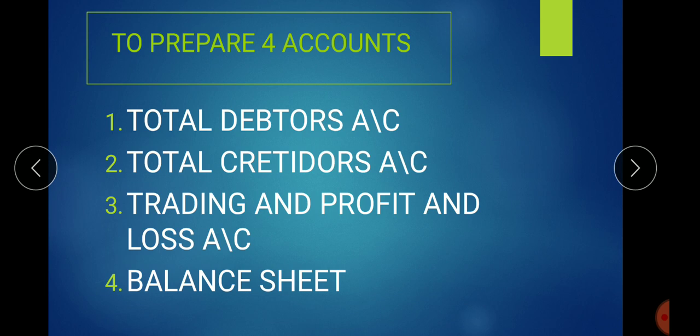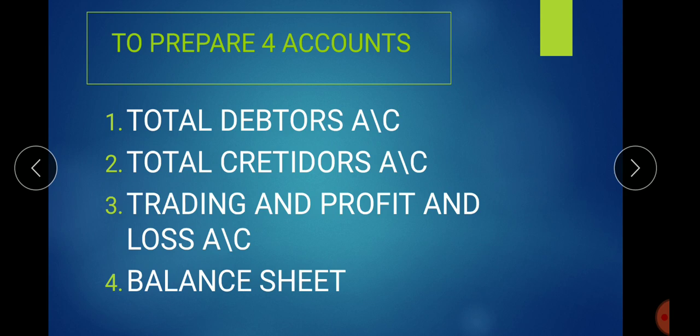And third one, the trading and profit and loss account. What is trading? Trading means buying and selling. All the direct expenses will appear in the trading account. The net result will be shown on the debit side of the trading account, meaning gross profit, and the net result will be shown on the credit side of the trading account, meaning gross loss. Immediately gross profit or gross loss is transferred to the profit and loss account.